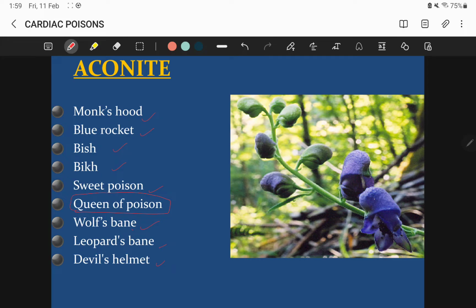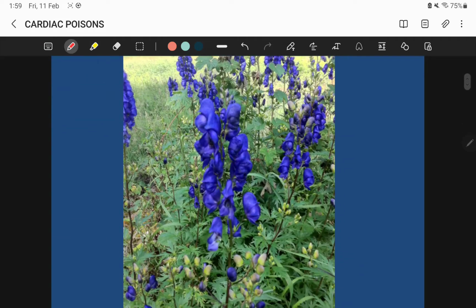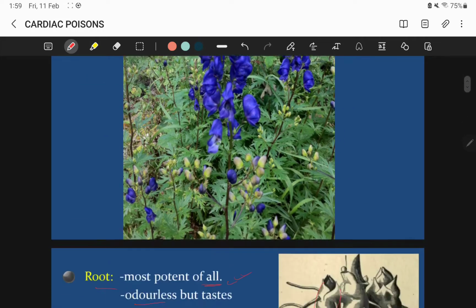It's also called Rani of Bikh, and then sweet poison. You will know why we call it sweet poison. Other names are monkshood, blue rocket, bish, and bikh. Please remember this plant, this is aconite.